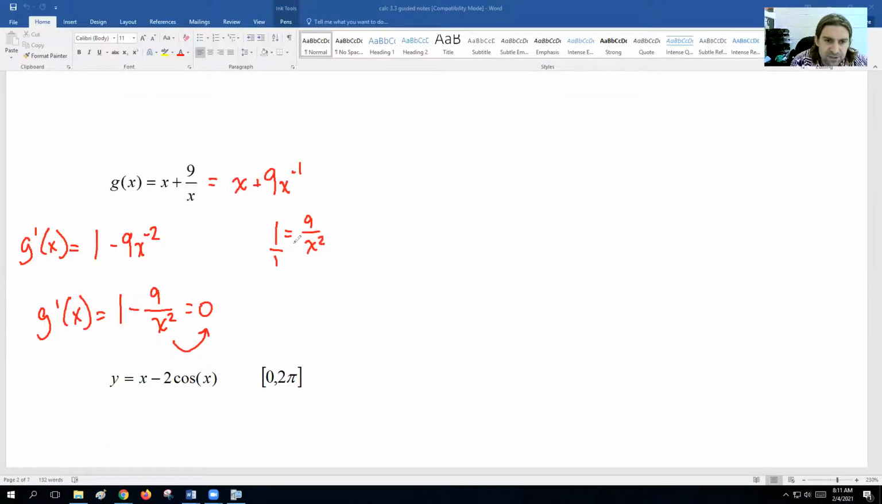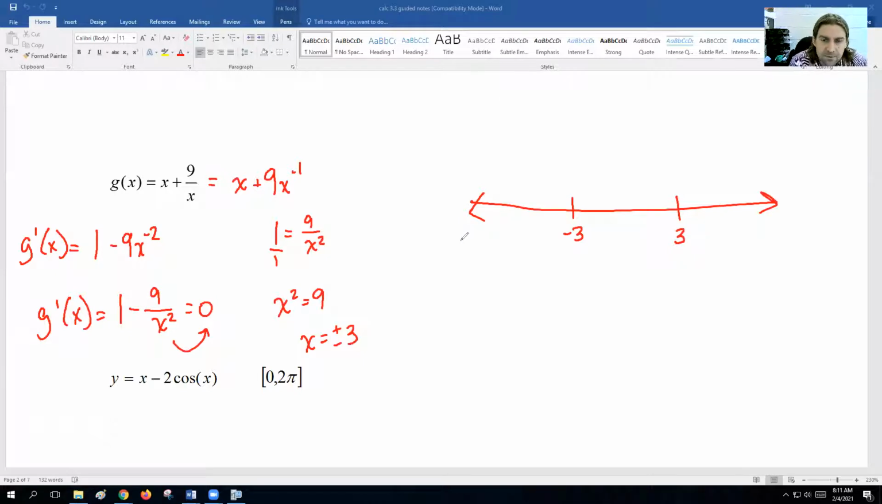I'll make this a fraction here so we can cross multiply. So 1 times x squared is x squared. 1 times 9 is 9. And then we take the square root, we get plus or minus 3. So we do have two critical numbers here. One's at negative 3 and one's at positive 3.